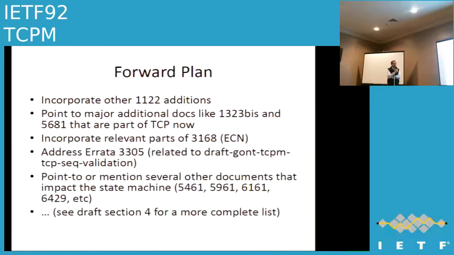But other important documents that a TCP should implement, I would point to, not try to incorporate, because they're not strictly required for interoperability. Incorporate the relevant parts of ECN, and there's an errata 3305 that's directly related to this document that Fernando has been trying to get the group to address for a while now, on sequence number validation. If that doesn't get adopted, I won't be addressing that errata, but I'll send a list of things that might be done. There's a whole bunch of other things listed in the internet draft, if you're interested, that are on the radar.